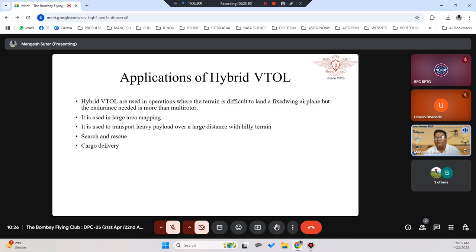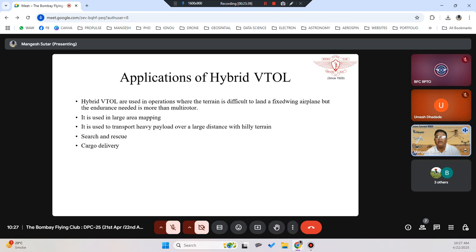Let's see what are the applications where we actually use hybrid drones, because we already have the aeroplane and we already have the rotorcraft. So why is there a requirement for a combination of the two? Why have we designed a third type of configuration, that is a hybrid drone? The hybrid VTOL is used in operations where the terrain is difficult for landing a fixed wing airplane, but endurance needs to be more than a multi-rotor. So you are trying to take the best part of both options.